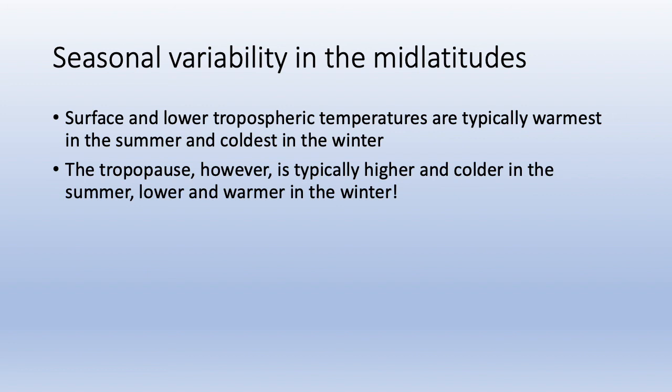is that when you look at the seasonal changes of the temperature profile in the middle latitudes, the surface temperatures, as we expect, and the lower tropospheric temperatures, as we expect, are going to be warmest during the summer and coldest in the winter. But the tropopause is typically higher and therefore colder in the summer, and is lower and therefore warmer in the winter. So it's kind of counterintuitive, but you can think that when it's warmer at the surface, the tropopause is likely to be colder than when it's colder at the surface because of the changing height of the tropopause that goes with the seasons. Generally lower tropopause in the wintertime, higher in the summer, and because it's higher in the summer, it's also colder.